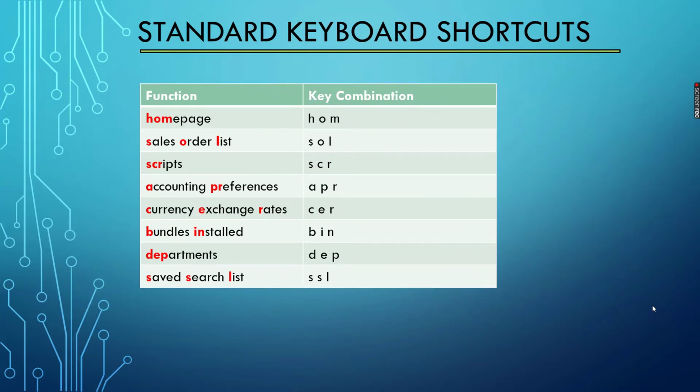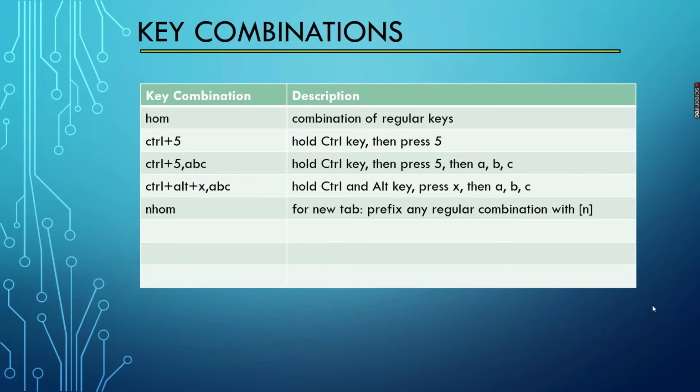And here we can see a few examples of how the preset combinations have been created. For example, if you want to navigate to your home page, you just need to press HOM, a sequence of these three letters. And then you see sales order list, for example, that would be SOL, because you have the three words here, each of them starting with the respective letter. For scripts, that would be SCR, and so on. So you get the idea of how these combinations have been created. Of course, you can change these in your setup.